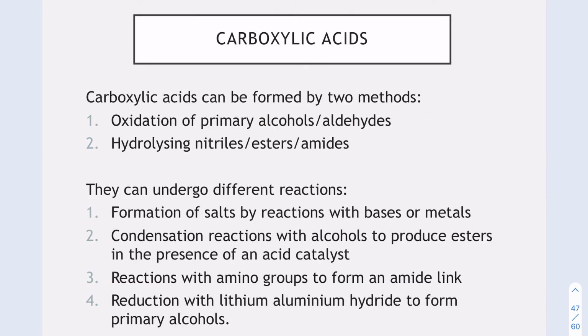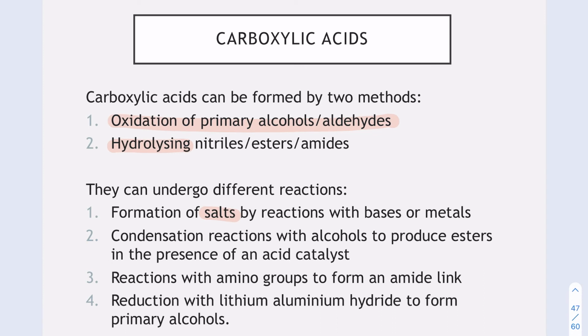Now we're going to look at some examples of carboxylic acids, how you make them, and a couple of different reactions that they can undergo. You can make them 2 ways. You can oxidize a primary alcohol or an aldehyde, depending on how far you want to go. You can also hydrolyze a nitrile, an ester or an amide. And typically carboxylic acids undergo 4 reactions. You can make salts with metals or bases.